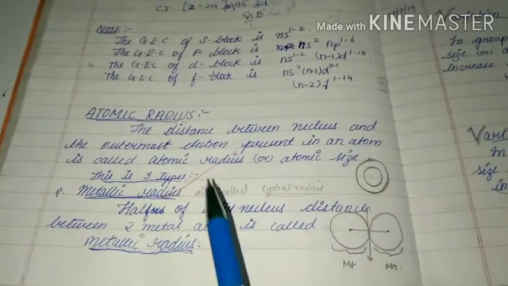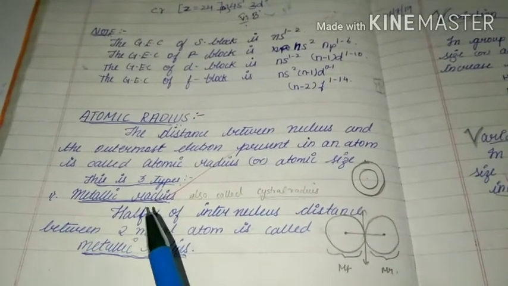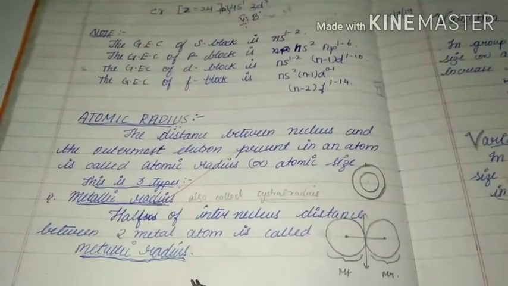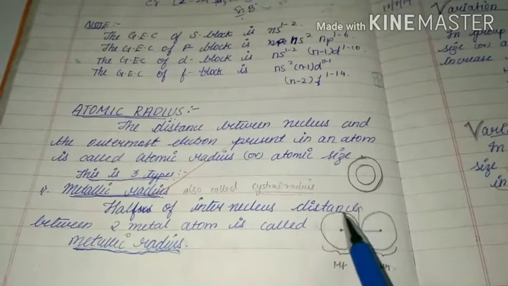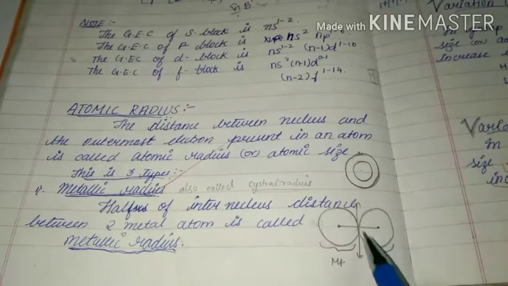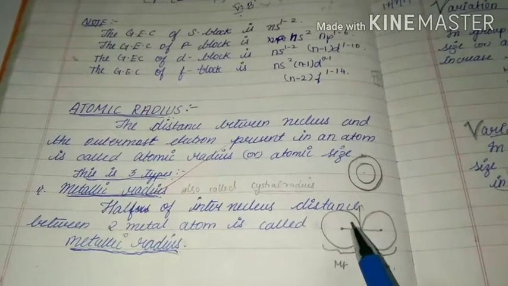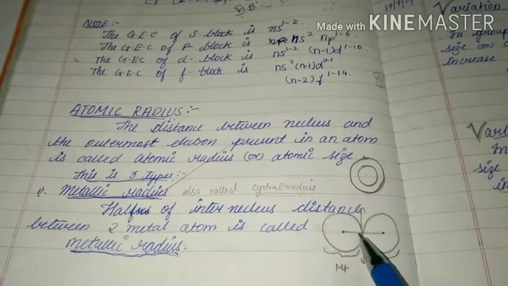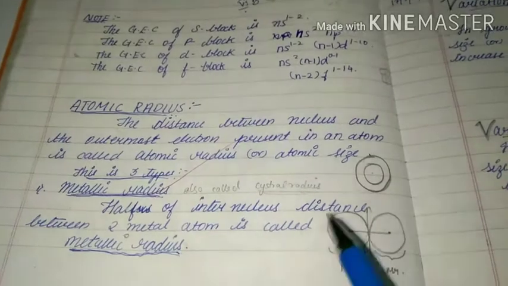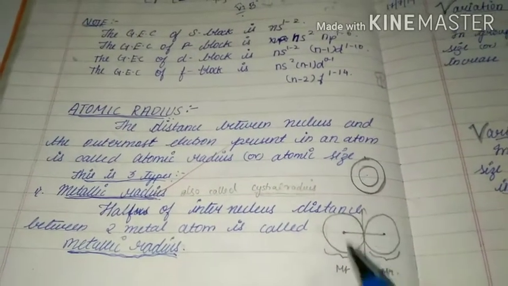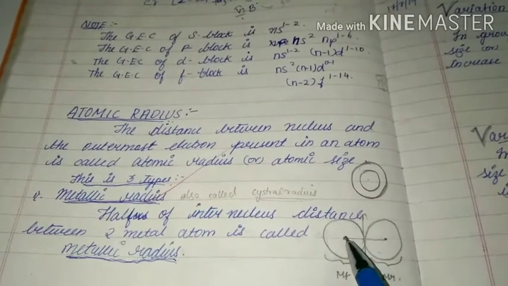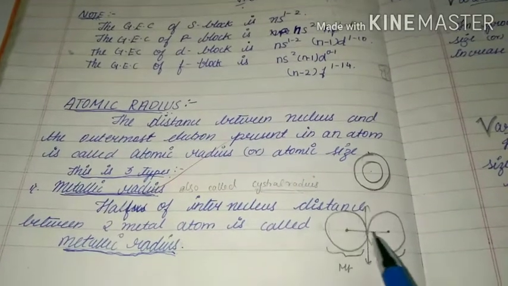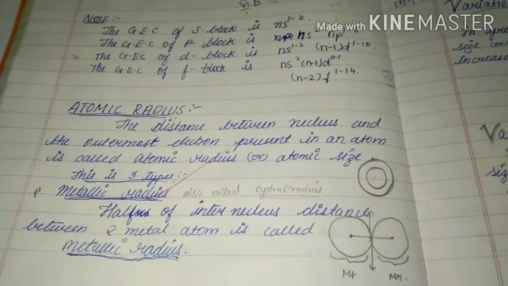This atomic radius is classified into three types: metallic radius, van der Waals radius, and covalent radius. Metallic radius means, suppose two metals are present at adjacent sides like this, then this distance is considered as the metallic radius. If two atoms are present like this, then what is the metallic radius? This distance is called metallic radius. Then what about this one? This distance is called internuclear distance.